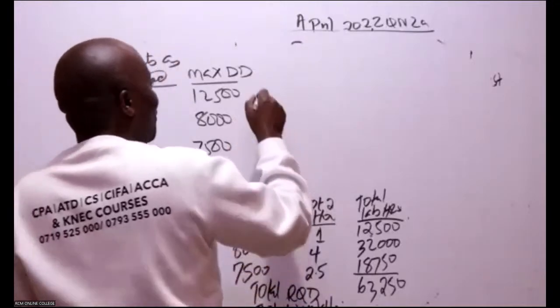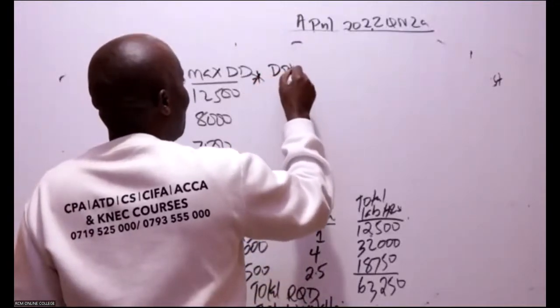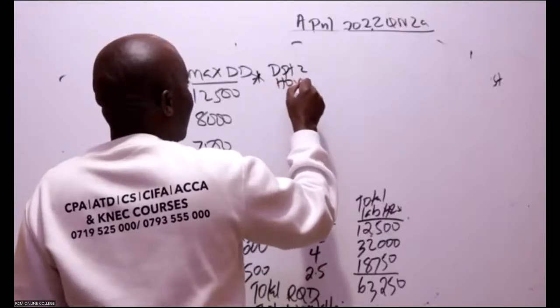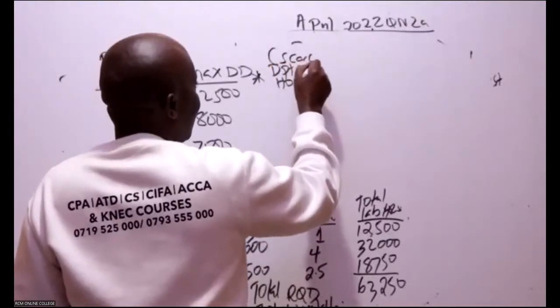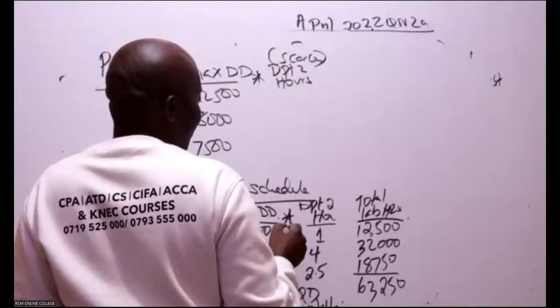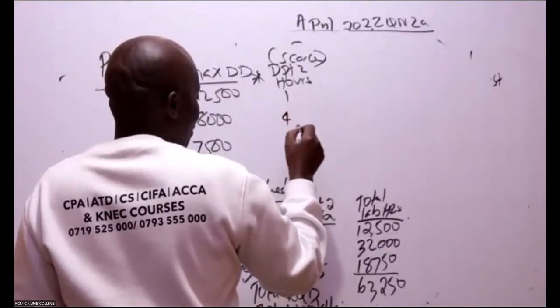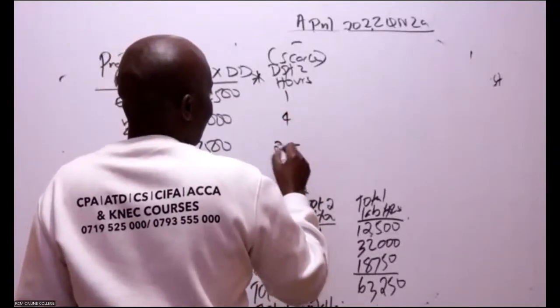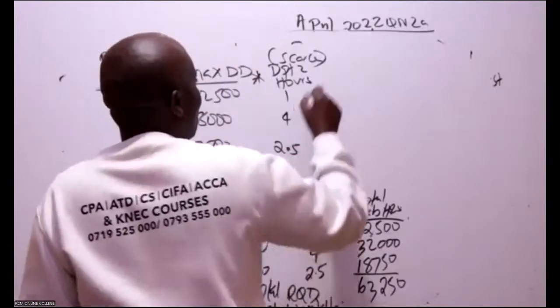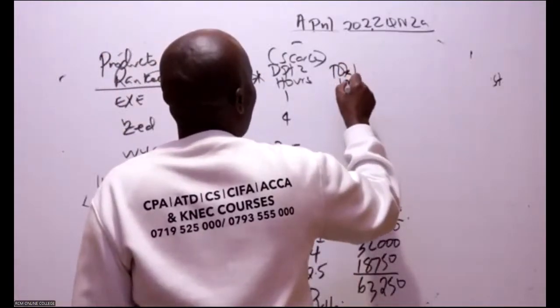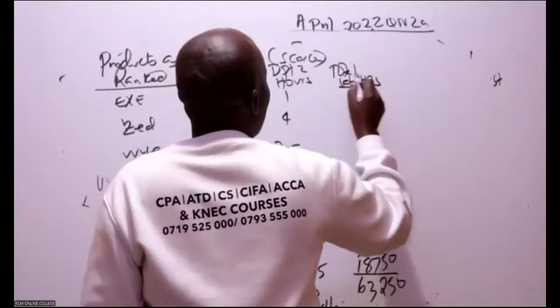Don't write again, I'm copying this one. Times department 2 hours. Basically, we are monitoring the scarce resource. So these were 1, 4, then we have 2.5. Then we have total labor hours now. Total labor hours, you're multiplying.